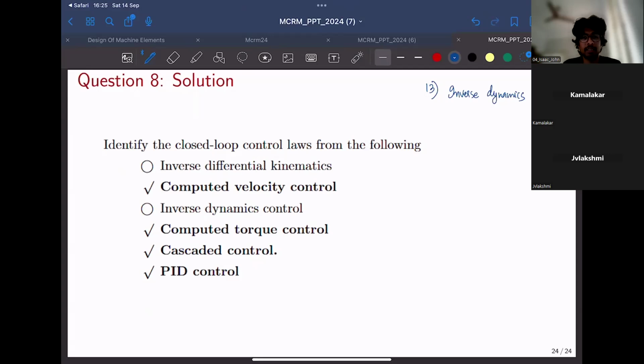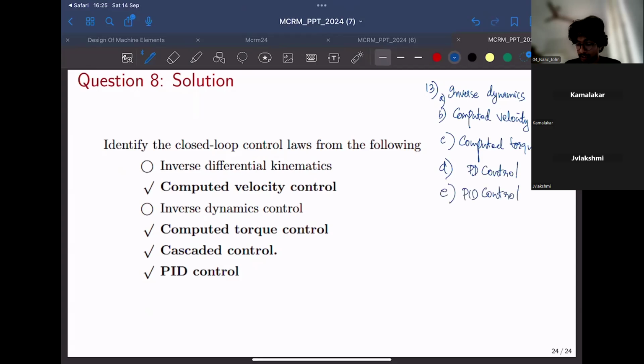Okay, so inverse dynamics, this is option A. Option B is computed velocity control. Then C is computed torque. Then option D is PD control. Then option E would be PID control. And option F is cascaded control.